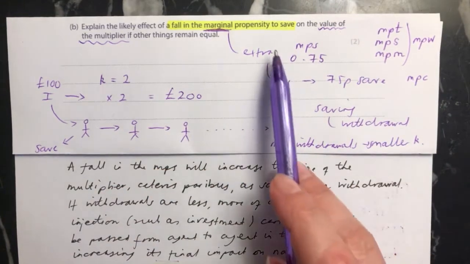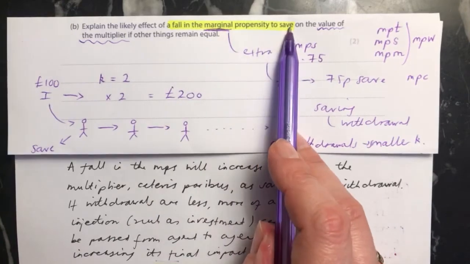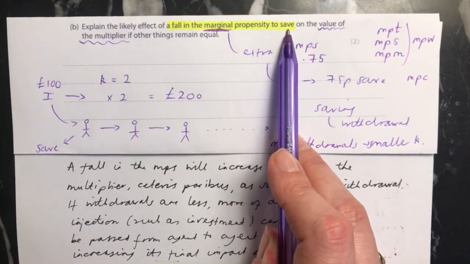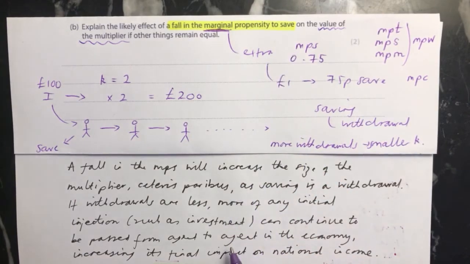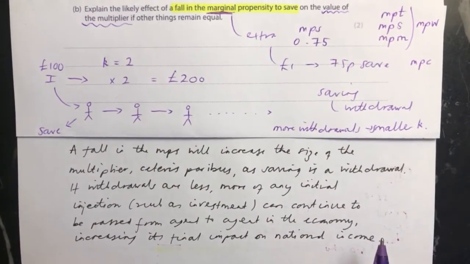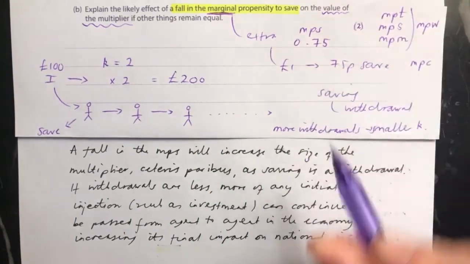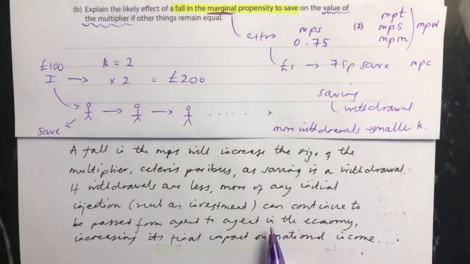But going back to this question, we've got a fall in the marginal propensity to save. Therefore, our multiplier, ceteris paribus, everything else staying the same, will be bigger. I'm just going to show you here how you can answer the question. I've done this in quite a lot of detail. Remember, it's only for 2 marks, so I'll just show you how you got the 2 marks, but I've just done it so that you understand it in real detail.